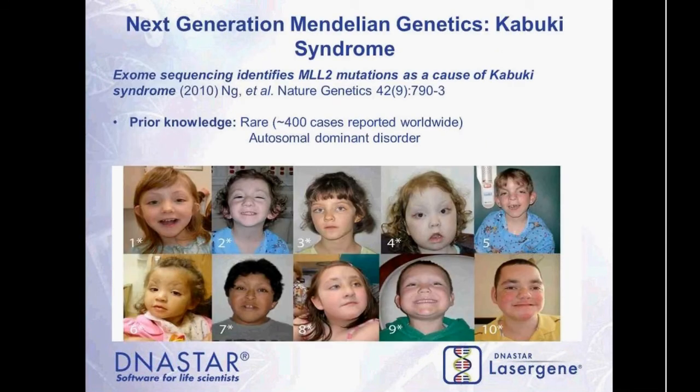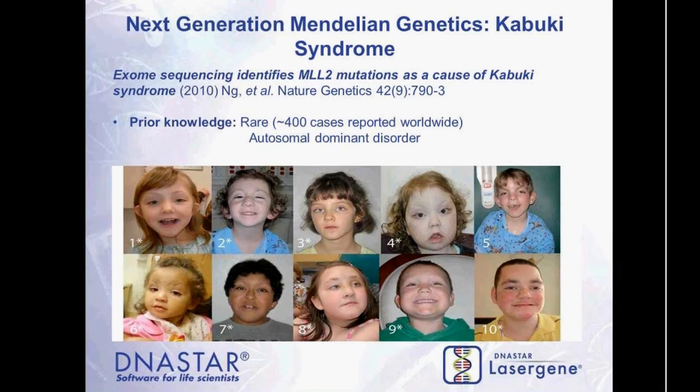So this webinar today is going to look at the Lasergene Genomics Suite as a whole applied to a very specific case study. Now, this paper, published in Nature Genetics in 2010, examined Kabuki syndrome. Kabuki syndrome is a disorder with variable phenotype, including a distinctive facial appearance, mild to moderate mental retardation, immunological defects, and other physical anomalies.